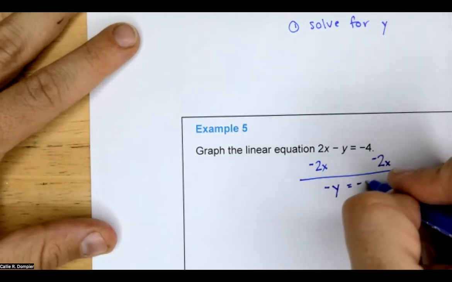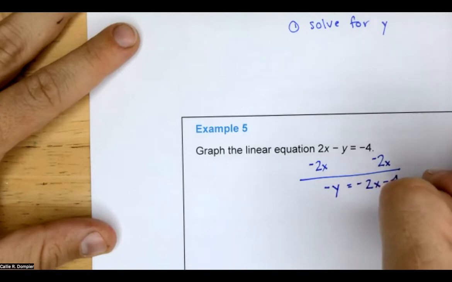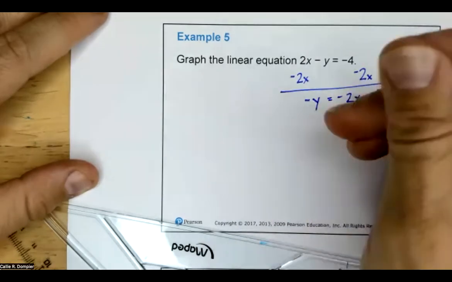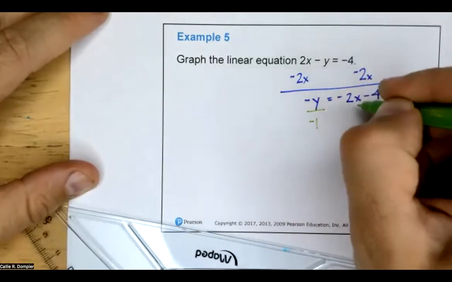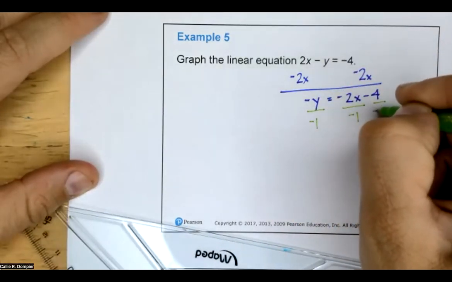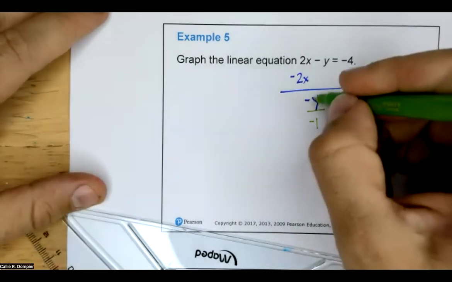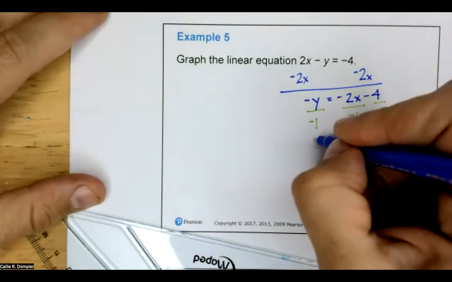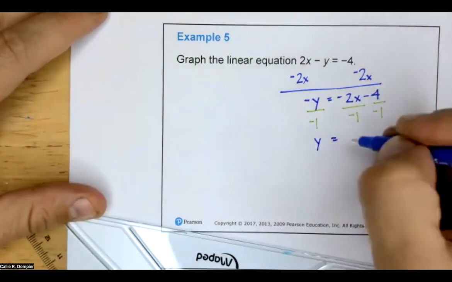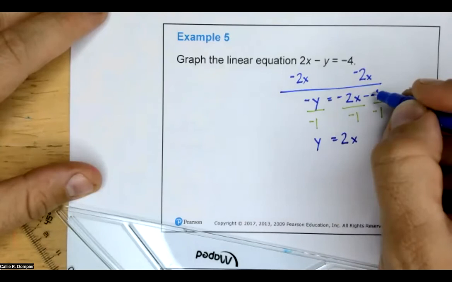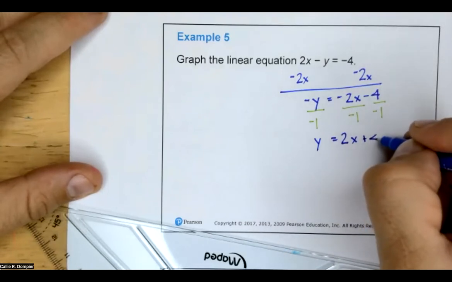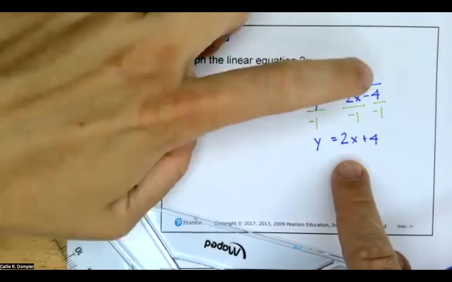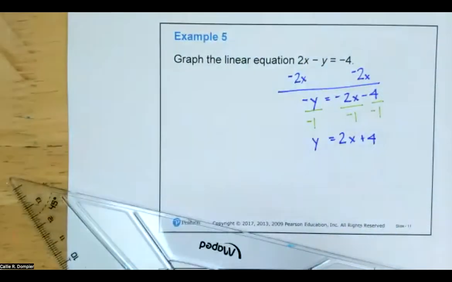-y equals -2x minus 4. I just like having x in front. And then divide by -1 to find y. So a -y divided by -1 gives me the positive y that I want. So y equals -2 divided by -1 is a positive 2x. -4 divided by -1 is +4. So another way to write 2x minus y equals -4 is y equals 2x plus 4.